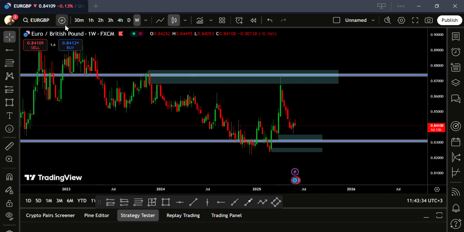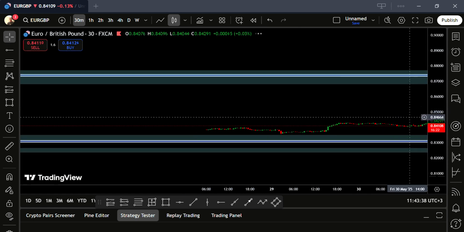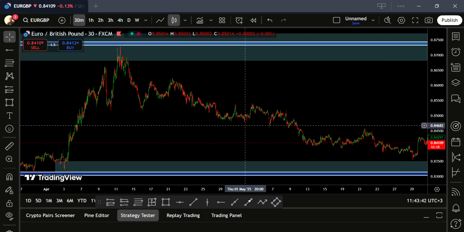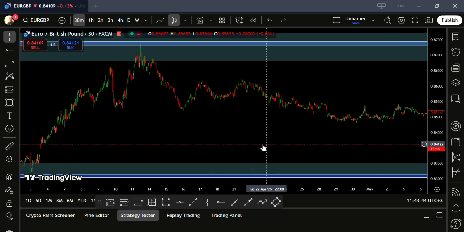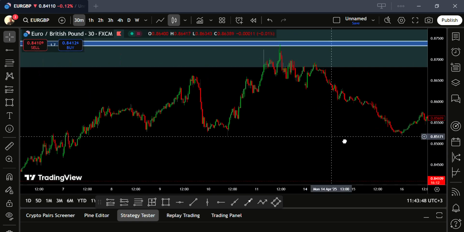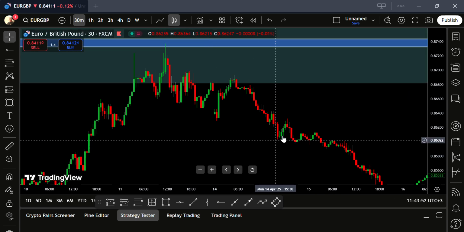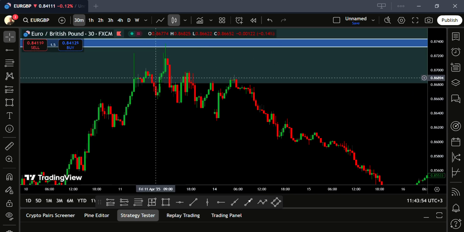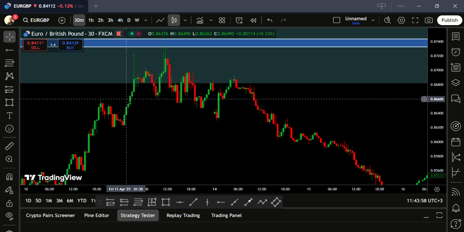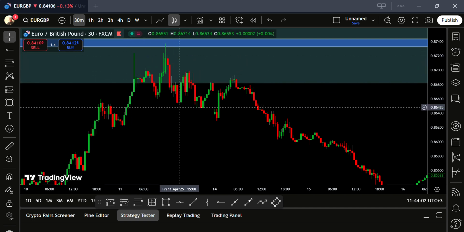Let me go to the 30 minutes and see whether it gave us a confirmation entry for my guys who don't want to lose their money. Should go to confirmation. It was there, but it was not clear. It was clear. This is a higher high, a higher low, a higher high, a lower low.